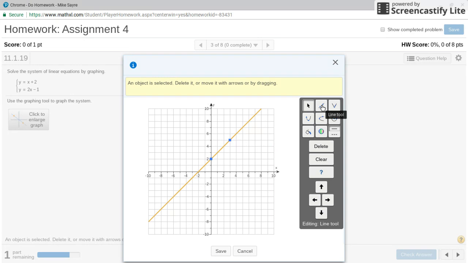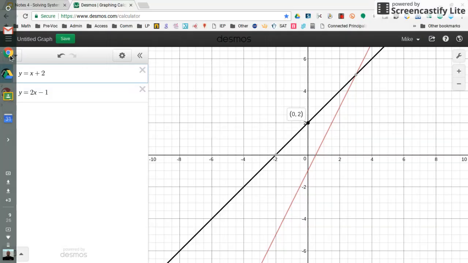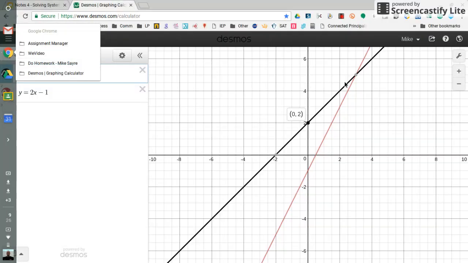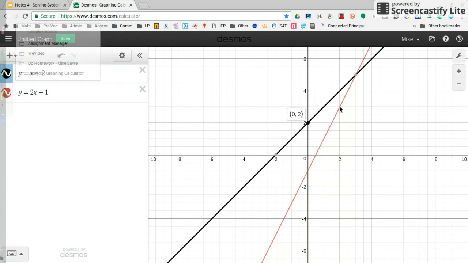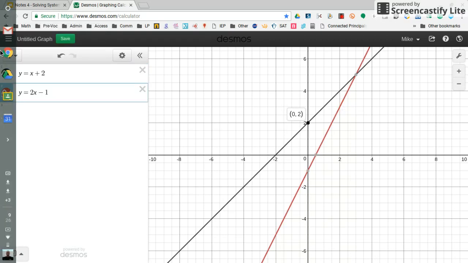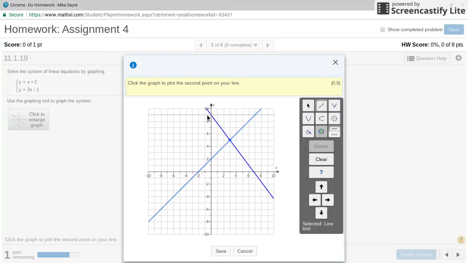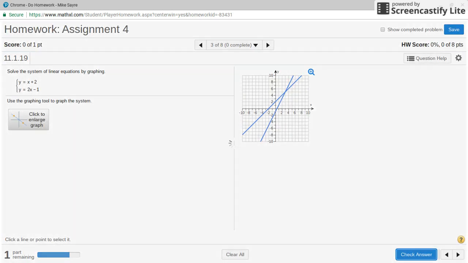Now you have to have a second line. So I'm going to make a second line right here. Again, we're starting at (3, 5) because we already know that's our answer. We kind of worked ahead a little bit. Come back here and we'll find another point. I like this one right here, (2, 3). So I've got my point (2, 3). I'm going to save this, and hopefully if we did it right, when we check our answer, it's going to say yes, you're correct. All right, nice work, well done.